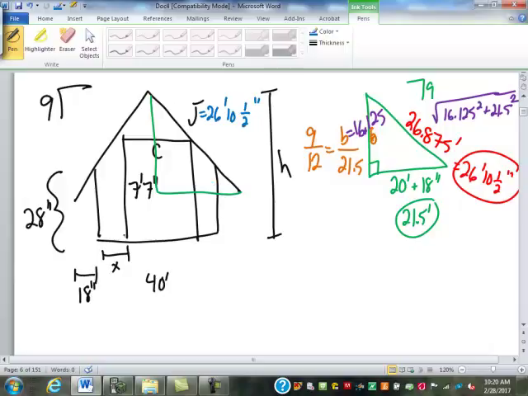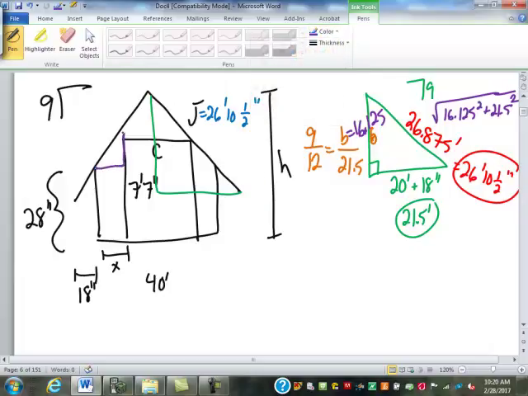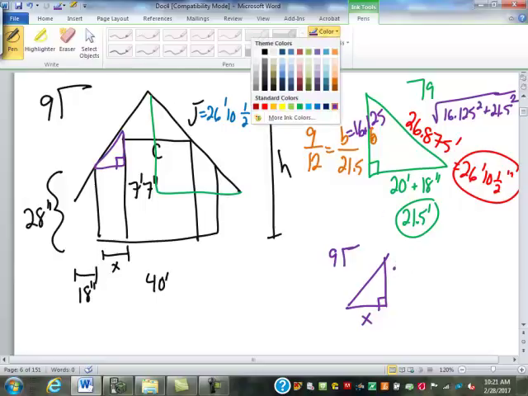What's next? It's either X or H. Like I said, C cannot go first. X. Okay, so X, we're going to need this triangle for X, because that bottom of that has X in it. This is still 9/12. Do we know this side here?